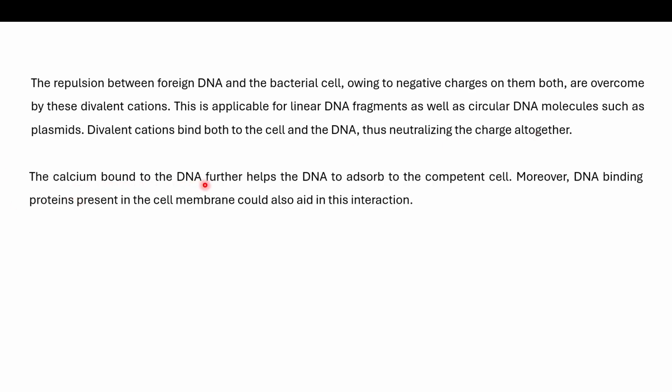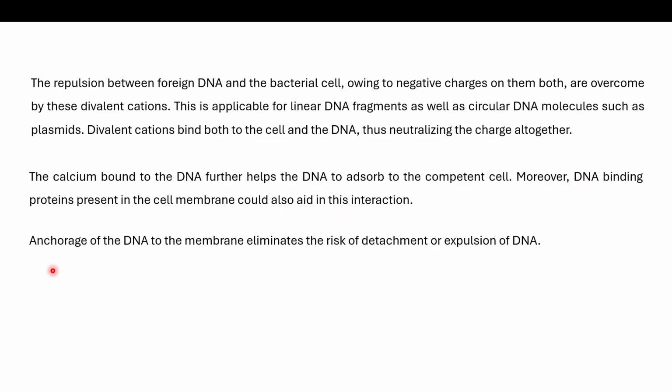The calcium bound to the DNA further helps the DNA to adsorb onto the competent cell surface. Moreover, DNA binding proteins present in the cell membrane can also help in this interaction. When the DNA is anchored onto the membrane, it is getting adsorbed onto the recipient cell surface. This additionally reduces the risk of the DNA getting detached from there, or getting expelled out of there.